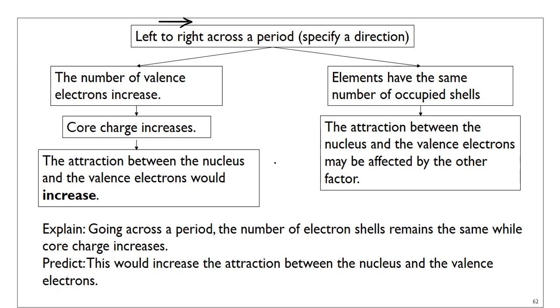So once again, we have the full answer. Specify the direction for me. So let's say going across a period from left to right, just to be very clear with our answer. The number of electron shells remains the same. So I've talked about the number of shells, and I've talked about core charge. Core charge would increase, and this would increase the attraction between the nucleus and the valence electrons. So this is a little bit shorter than the other answer, down a group, because you don't have to talk about the distance between the nucleus and the valence electrons.